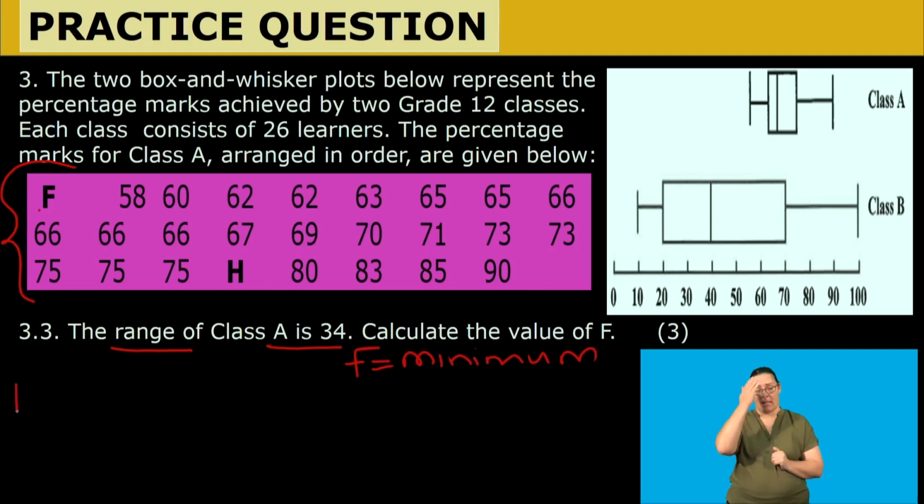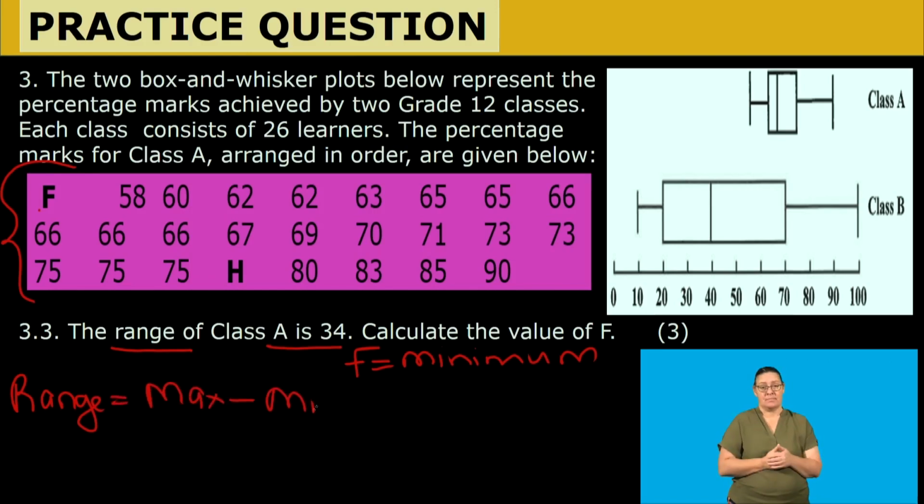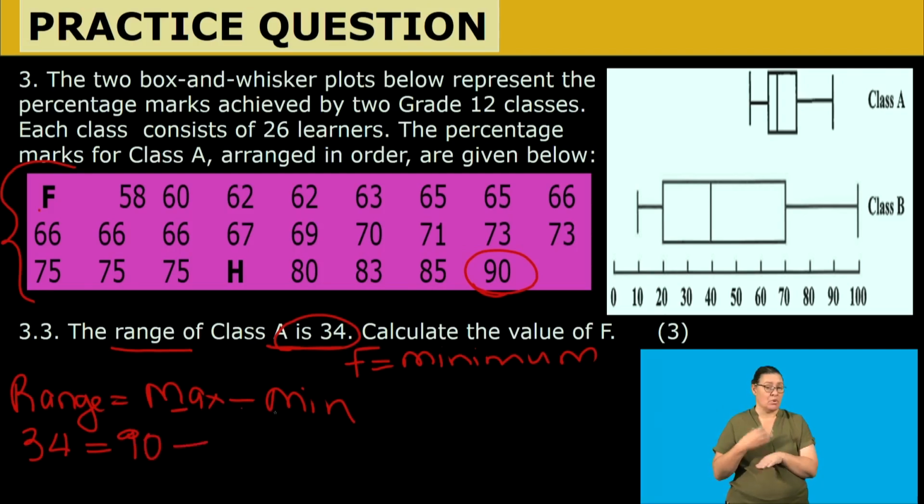So what do you know about the range? You know that range equals maximum minus the minimum. So what is the range here? They told you that the range is 34. Where you see range, you will write 34 equals. Where you see the maximum value, what is the maximum value of this data? It is 90 minus, do we have the minimum value?